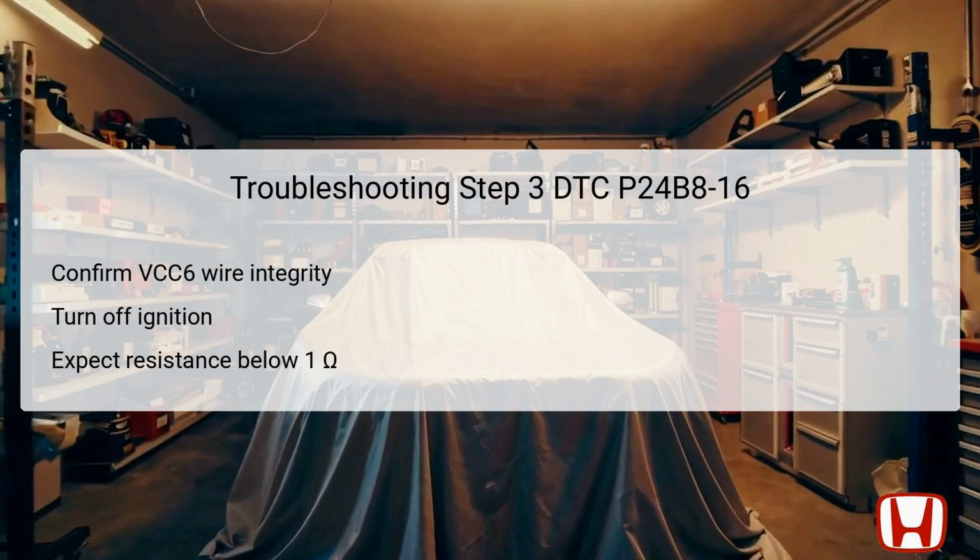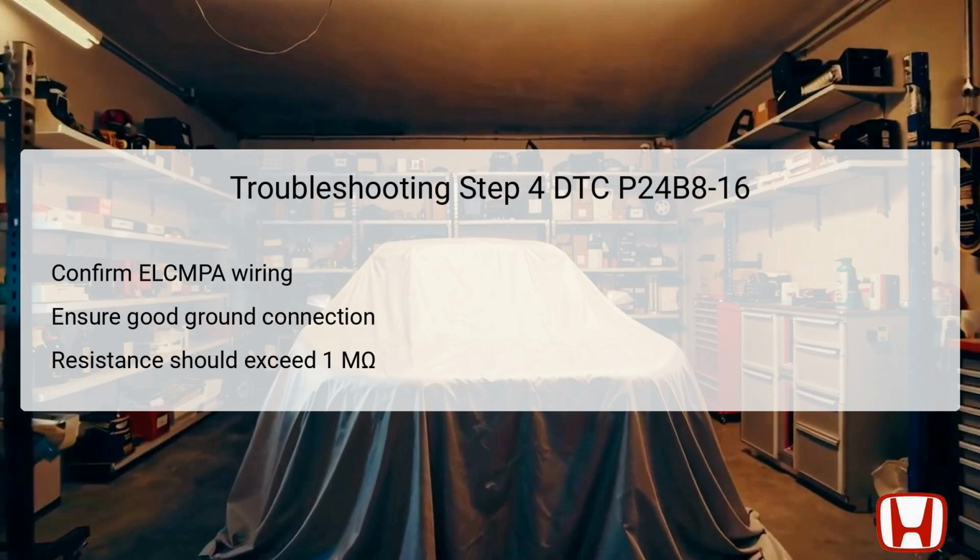High resistance or an open circuit would indicate a problem, which necessitates repairs or replacements of the affected wiring. An intact wiring connection is crucial for the safe operation of the EVAP system. The fourth troubleshooting step involves examining the ELCMPA wire for any potential short circuits to the ground.